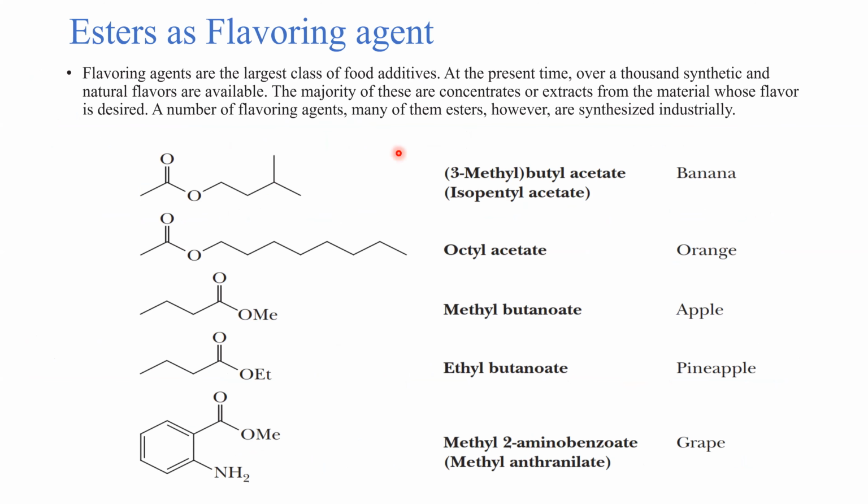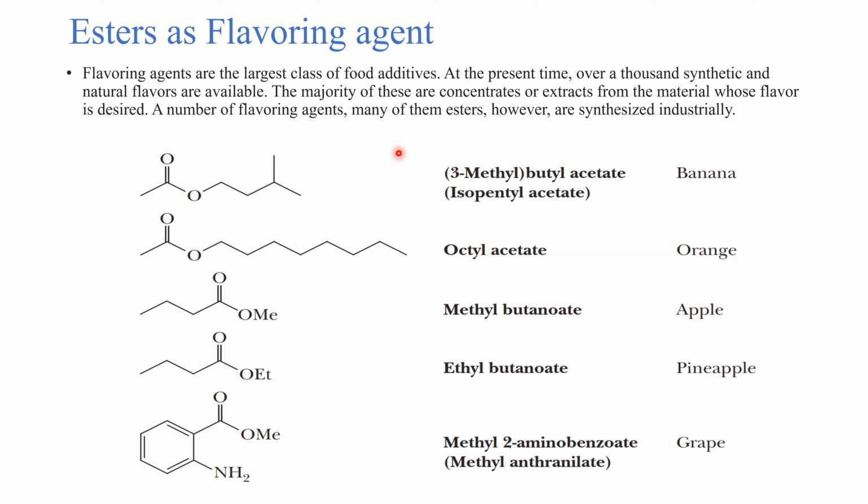Something about the applications of the esters. Esters as flavoring agents. Flavoring agents are the largest class of food additives, and they are used in perfumeries, foods, and beverages, a very big industry. In most cases, these flavoring agents were extracted from the plant sources of that fruit or plant whose flavor is desired, and the number of flavoring agents that are synthetic is about equal.